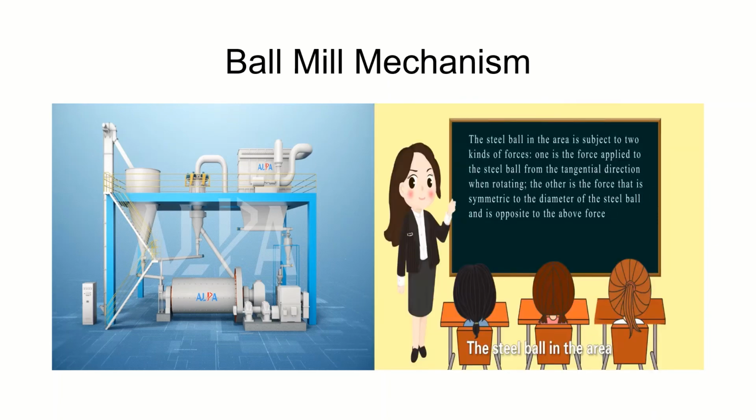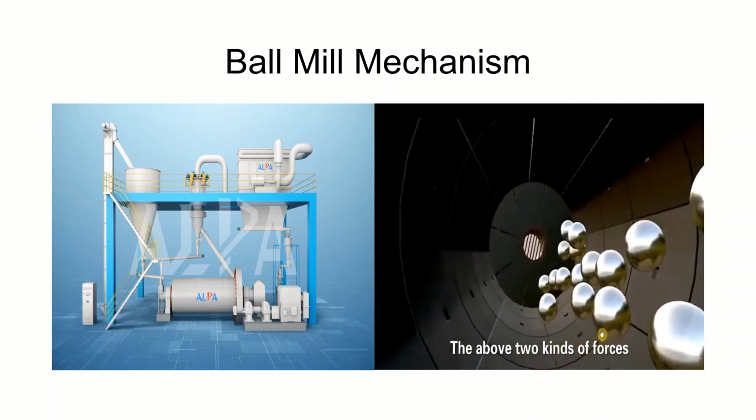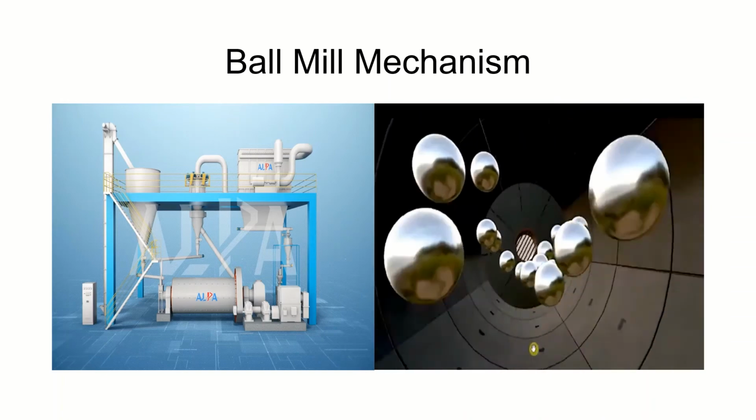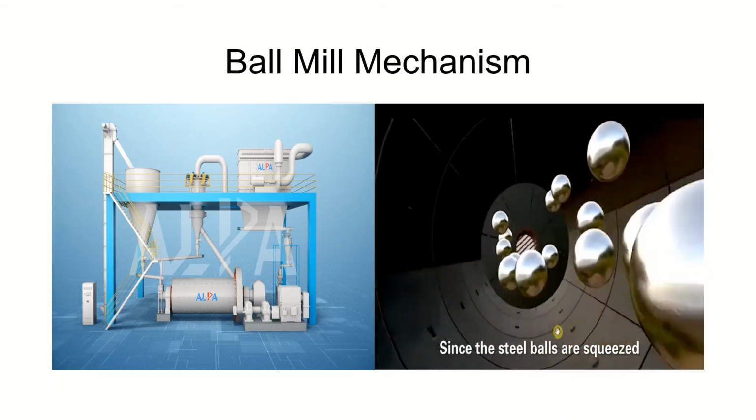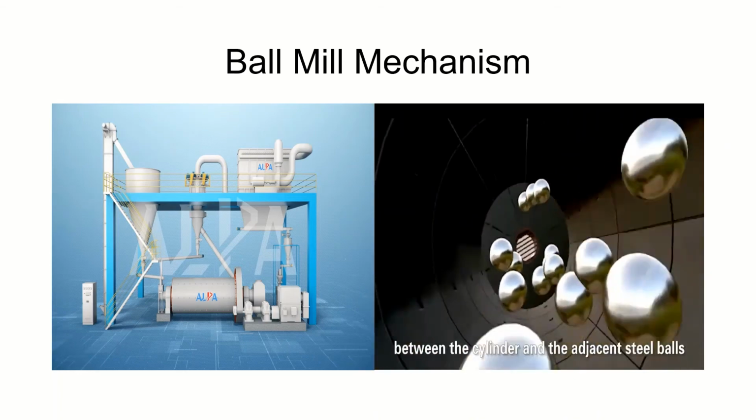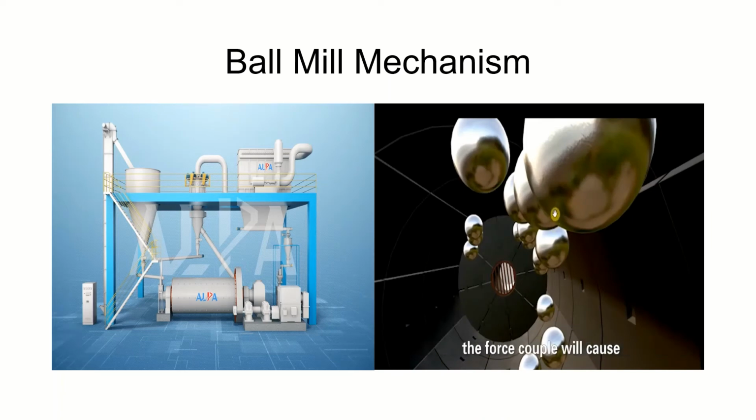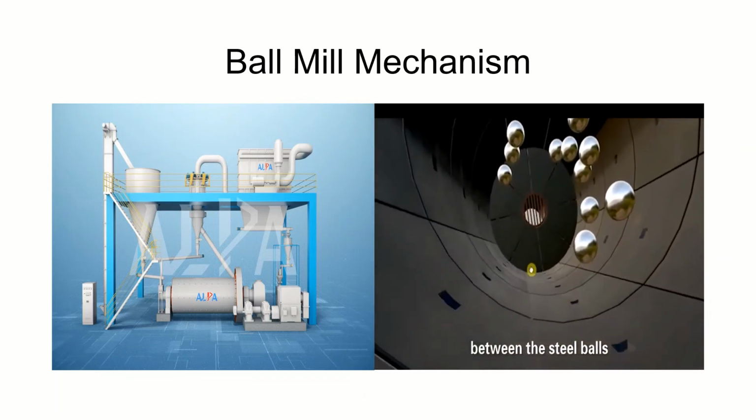The steel ball in this area is subject to two kinds of forces. One is the force supplied to the steel ball from the tangential direction when rotating. The other is the force that is symmetric to the diameter of the steel ball and is opposite to the above force. The above two kinds of forces will form a pair of force couples for the steel balls. Since the steel balls are squeezed between the cylinder and the adjacent steel balls, the force couple will cause friction forces of different sizes between the steel balls.